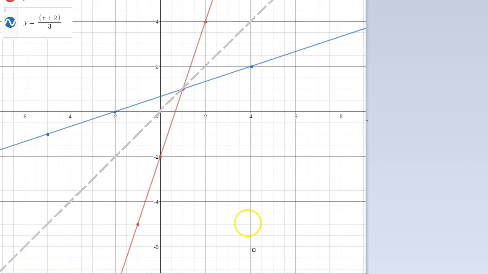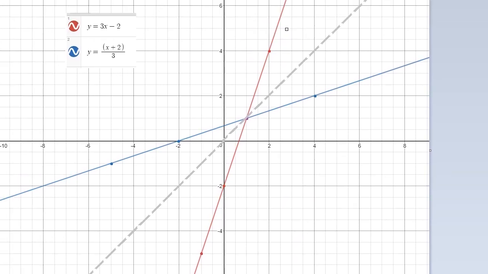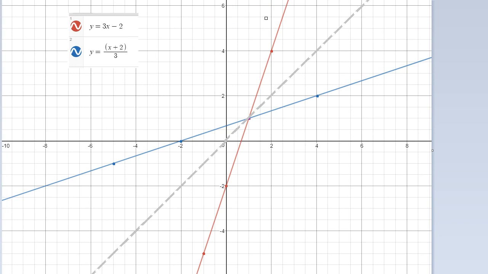And I'd like to illustrate for you another example. In the example, we started with the function f of x equals 3x minus 2 and determined that the inverse of f equals (x plus 2) divided by 3. I've taken both of these linear functions and graphed them here on the same coordinate plane. The line in red is y equals 3x minus 2. The line in blue is y equals (x plus 2) divided by 3. And I also graphed the dashed line, which is y equals x.